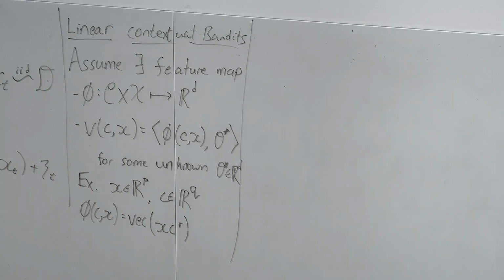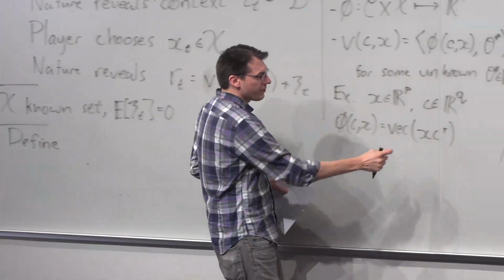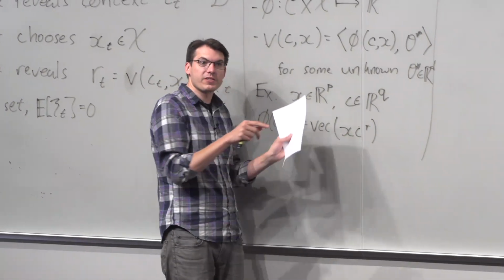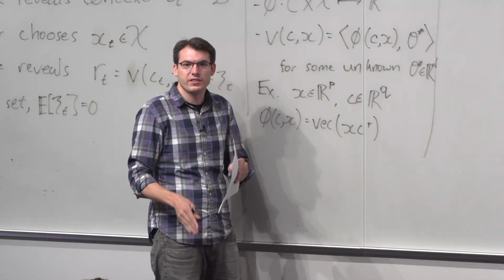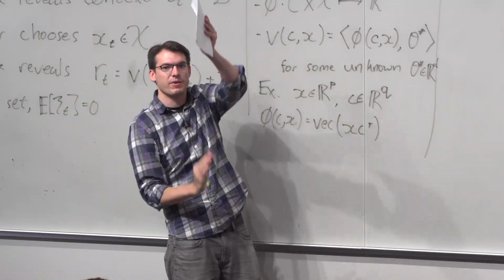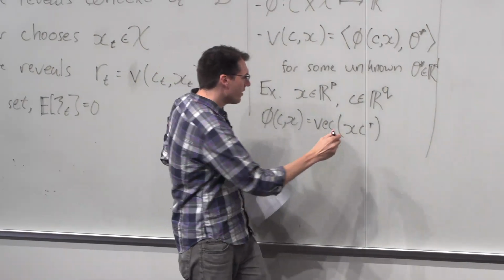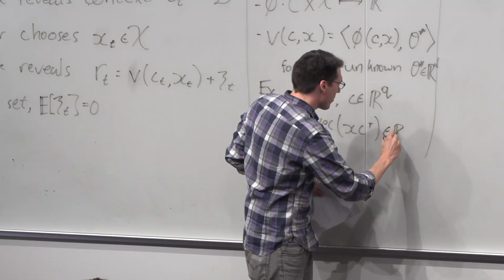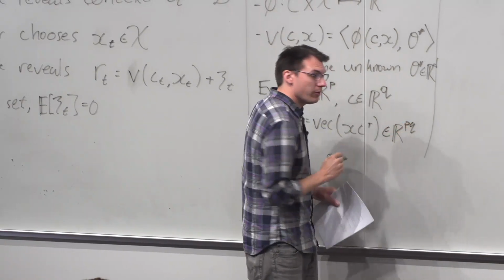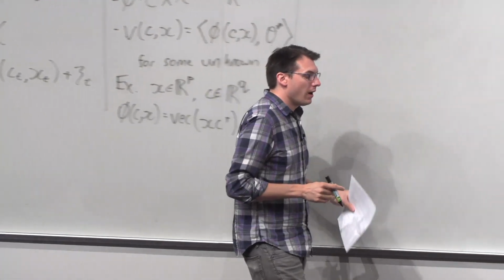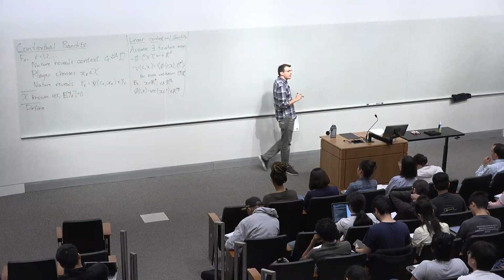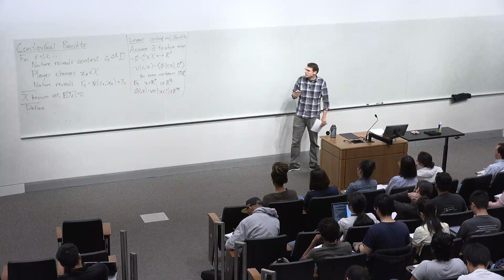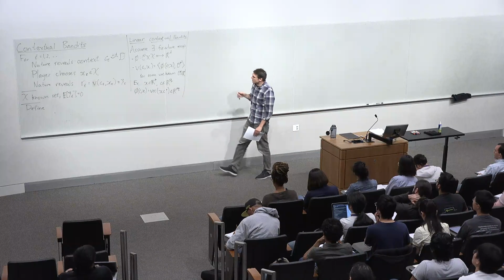And by vec, I mean like xc transpose is a matrix, and then vec is just doing some arbitrary way of vectorizing it. Say just taking the columns and stacking them on top of each other so that it's a big vector in R^(PQ). This seems kind of strange, but it's actually very intuitive once you start thinking about specific cases.